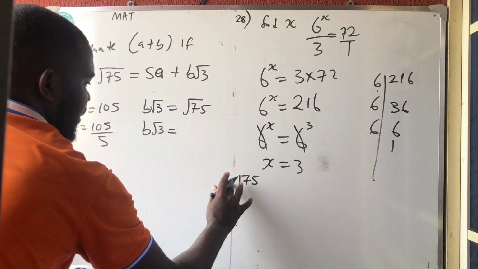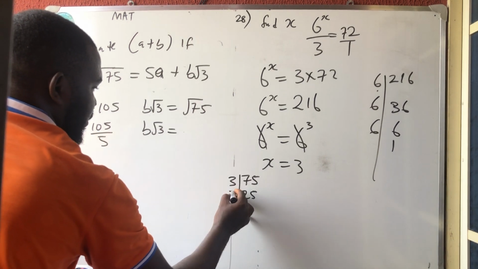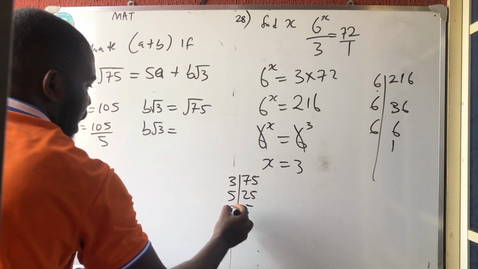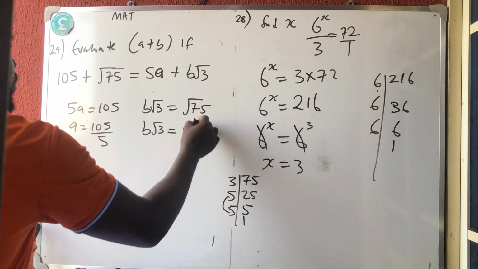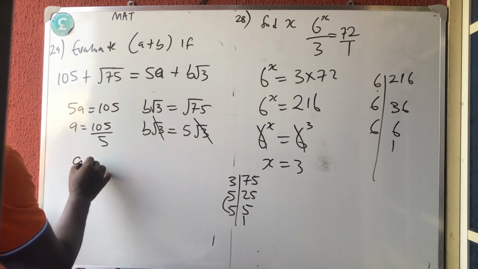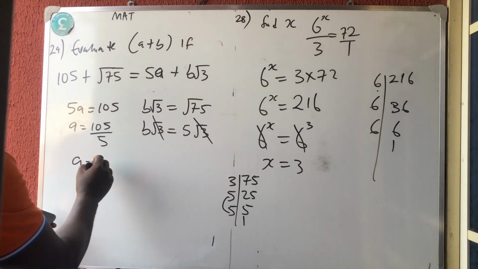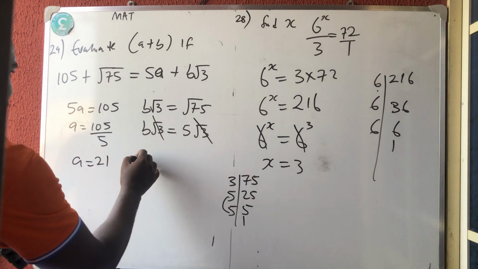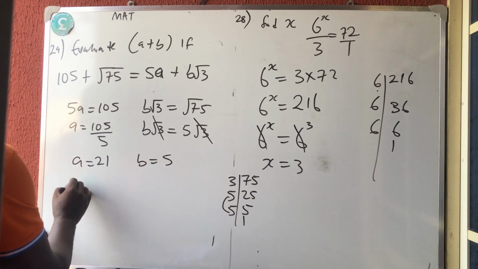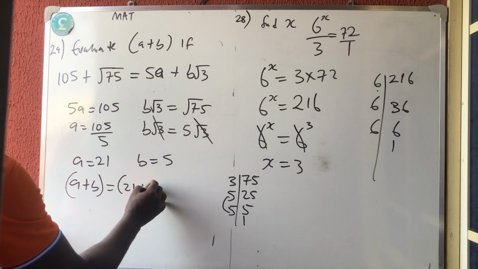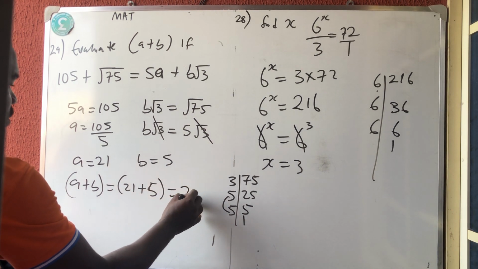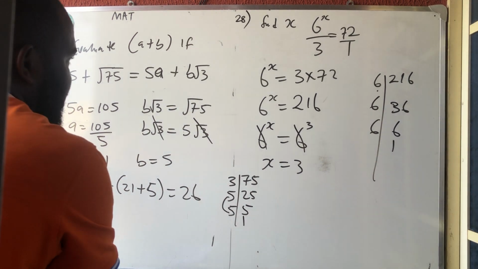75, 3 divide 25, 5 divide 5, 5 divide 1. If you are double, stay outside. If you are single, stay inside. Root 3 will cancel root 3. Therefore my a is equal to 21, right? 21, and my b is equal to 5. So they say we should find a plus b. A plus b is simply 21 plus 5, which is simply 26. As simple as that.